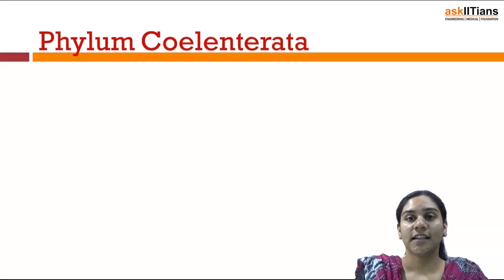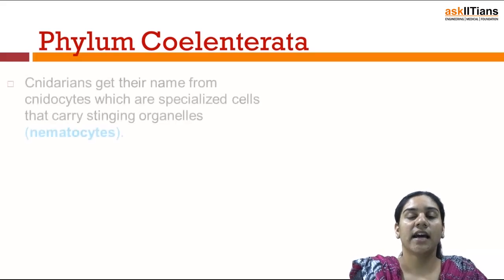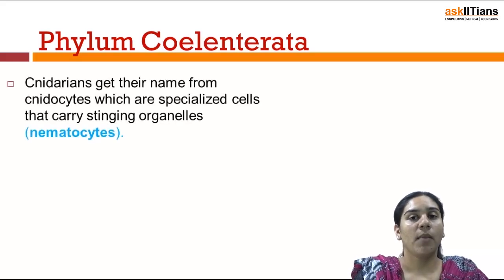So let's start. Students, now we'll start with the second phylum of kingdom Animalia, that is the Phylum Coelenterata. Phylum Coelenterata can also be known as Phylum Cnidaria. The Cnidarians get their name from the presence of specialized cells known as cnidocytes. These cnidocytes carry stinging organelles, which are also known as the nematocytes.